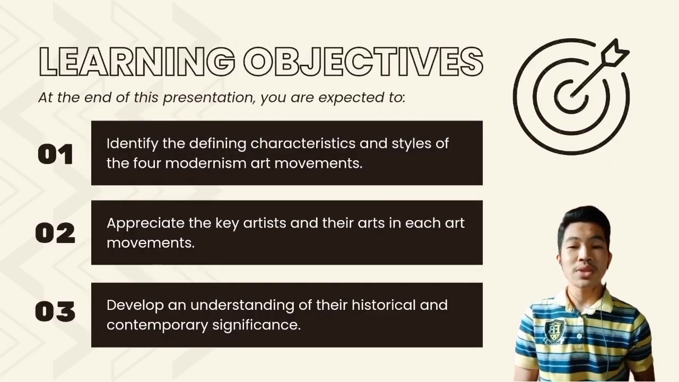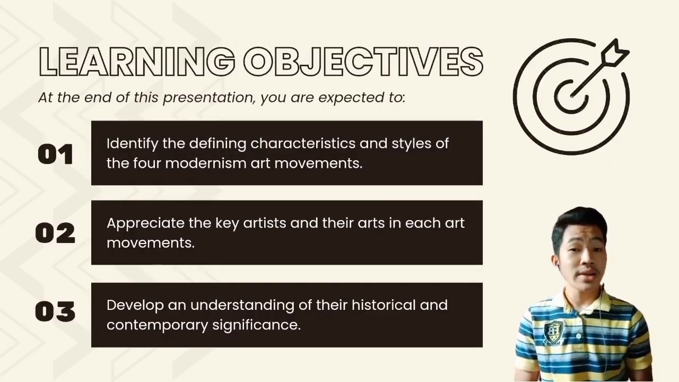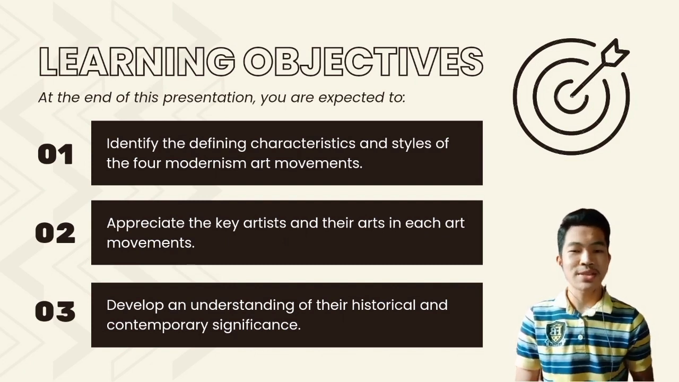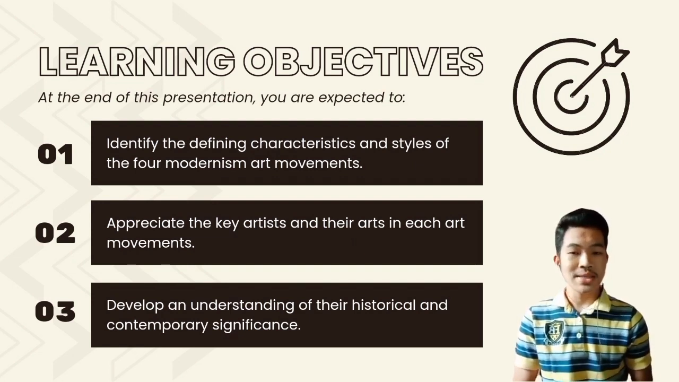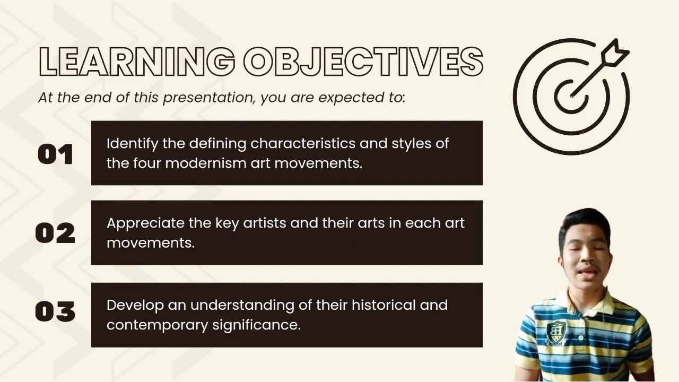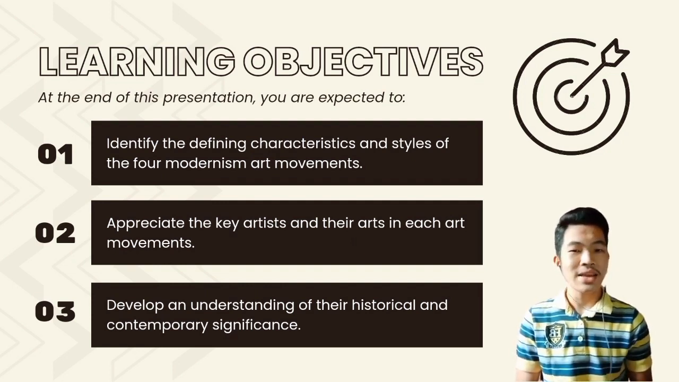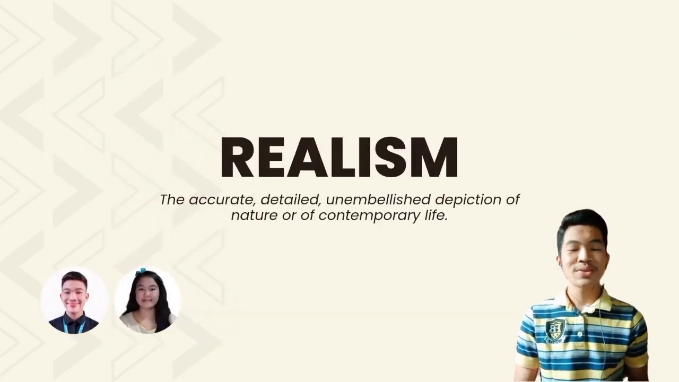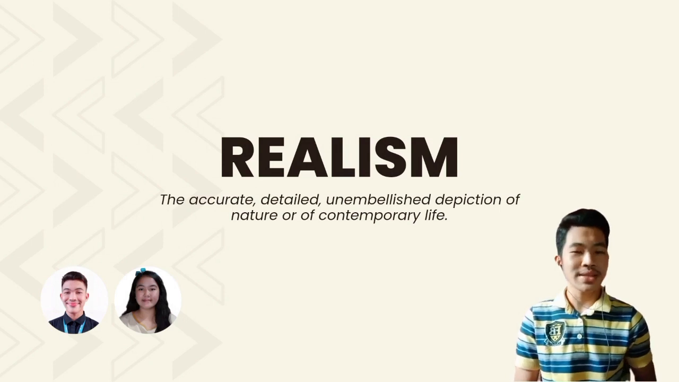So before we proceed with the discussion proper, let's read our target objectives for this session first. At the end of this presentation, you are expected to first identify the defining characteristics and styles of the four modernism art movements. Second, appreciate the key artists and their arts in each art movement. And lastly, develop an understanding of their historical and contemporary significance as both art styles and movements. So together with Ms. Charis Navabos, we will be discussing the first topic, which is realism.